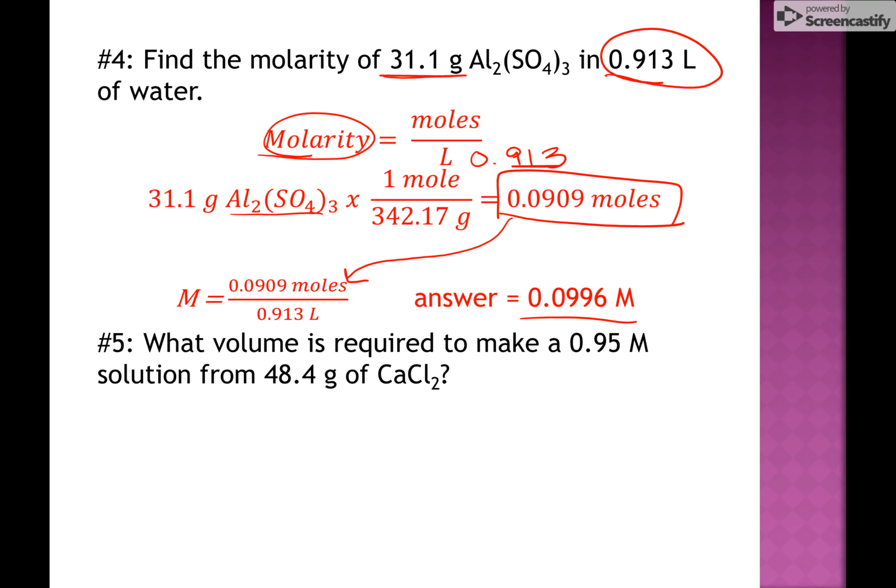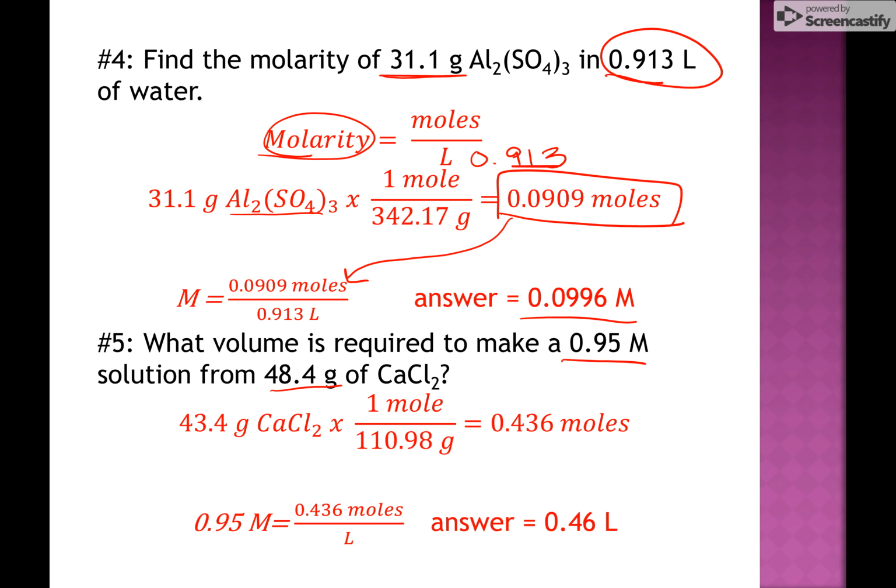Okay? Take a moment to try the next question. Here, you don't know the volume, but you do know 0.95 molar. You know 48.4 grams. Well, you don't know moles, but you can convert 48.4 grams to moles. So here's the work for that. I first convert grams of CaCl2 to moles. And once I know that, then I can plug in 0.95 molar, 0.436 moles, and then I'm going to solve for liters.